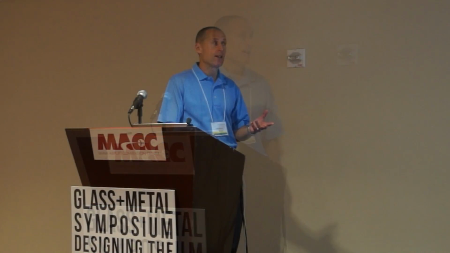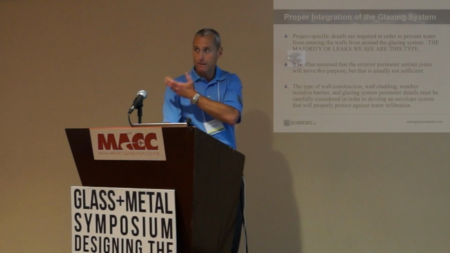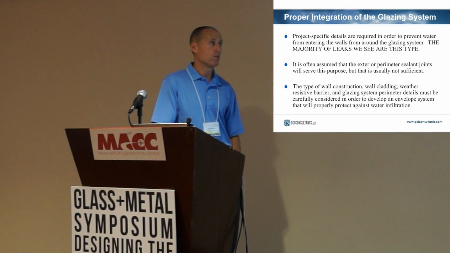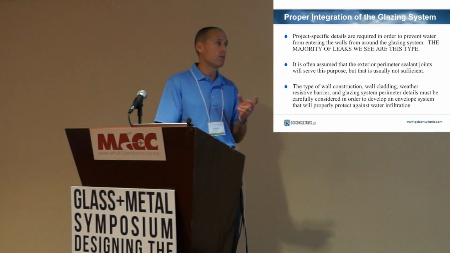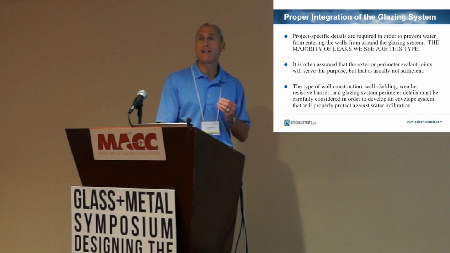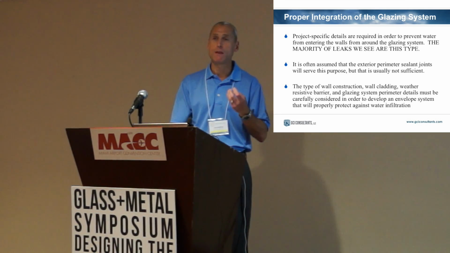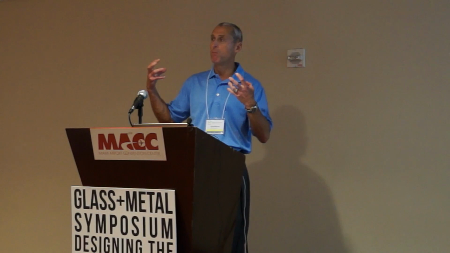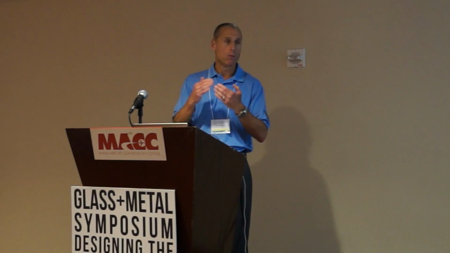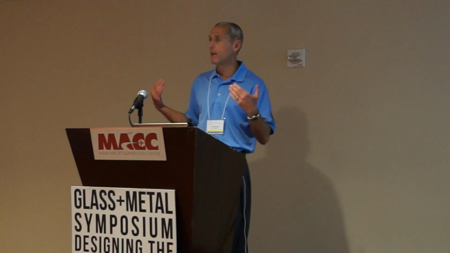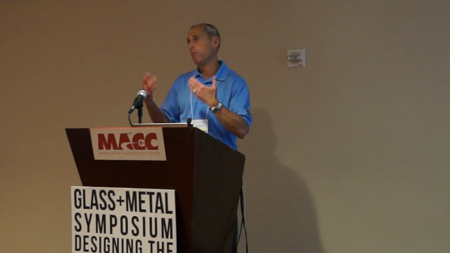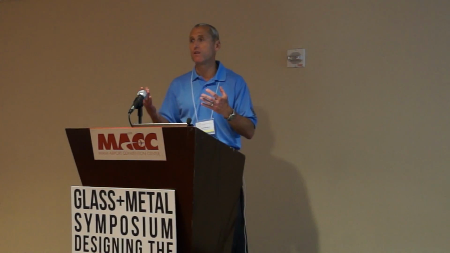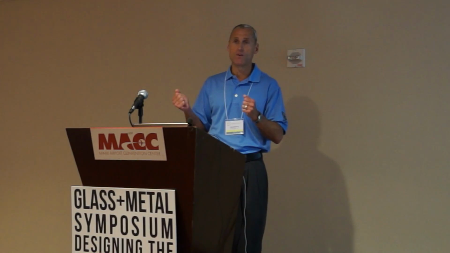It's often assumed that the exterior perimeter sealant joints, like the Dow Corning silicone, serve the purpose of integrating those materials, but that shouldn't be the whole approach. Yes, the perimeter sealant joint is the first line of defense, keeping out the majority of the bulk water, but we've got to have backup methods of integrating our systems so that, as someone earlier said, belts and suspenders, so that in severe events we don't have water coming into our buildings.